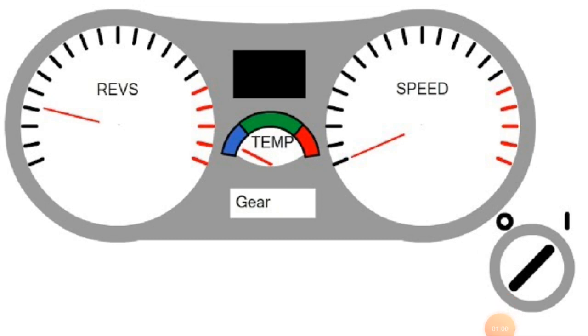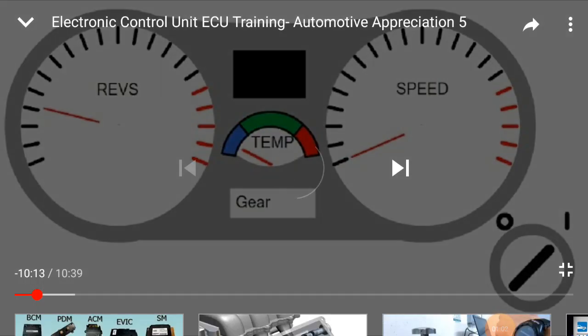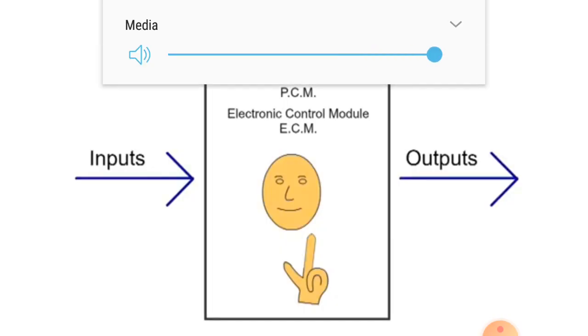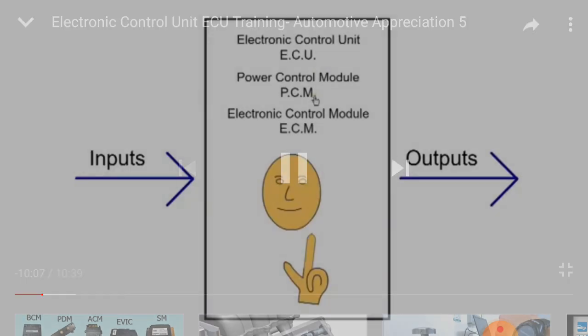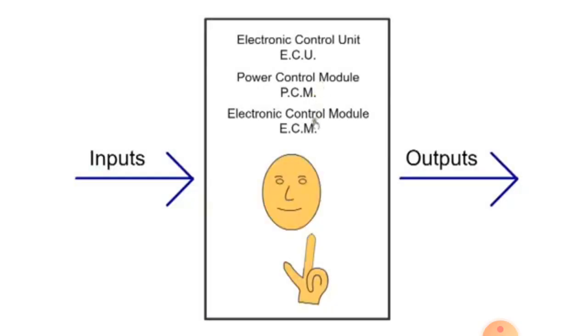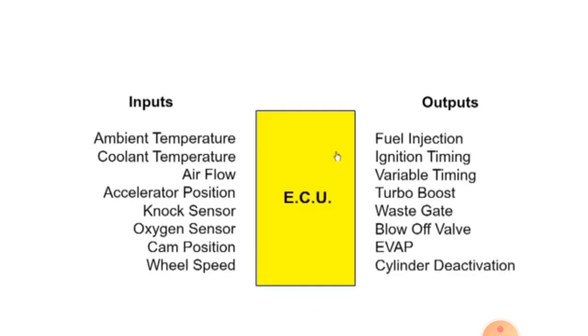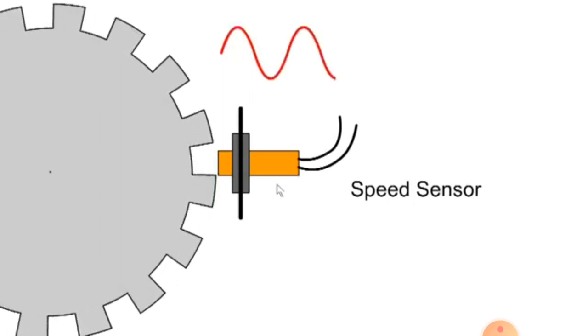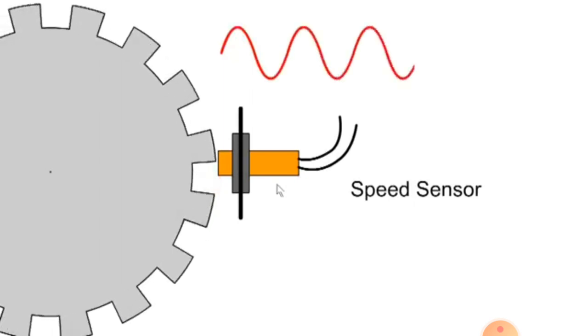Let us understand the operation with the help of animation. The ECU is the Electronic Control Unit, sometimes called the PCM, Powertrain Control Module, or ECM, Electronic Control Module. It's the brain and it does the thinking. It works in a harsh environment and is subjected to temperature variations, electromagnetic fields and high vibration. First, we look at the sensors which input information to the ECU.